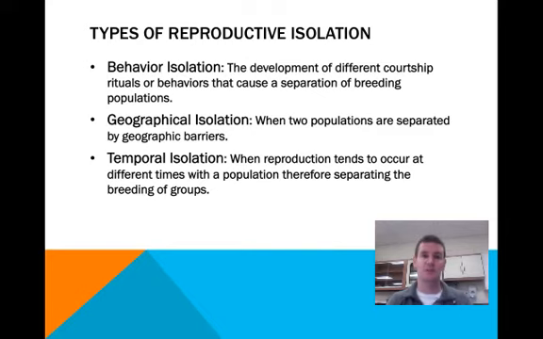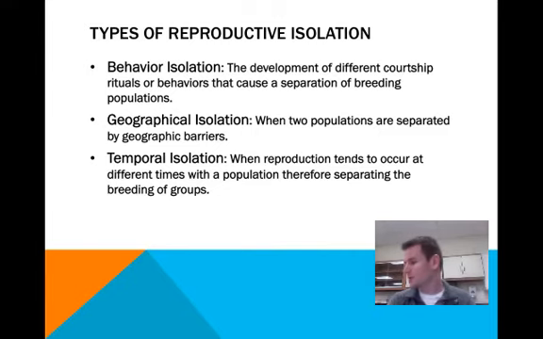Okay, so that's what geographic isolation is called. And then the final one that we're going to talk about is temporal isolation. This one's a little bit weird, but this is when the reproduction tends to occur at different times within the year with the population, and it therefore causes a separation of some sort of breeding within the groups.